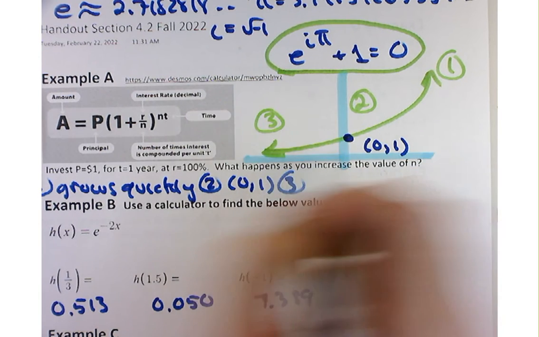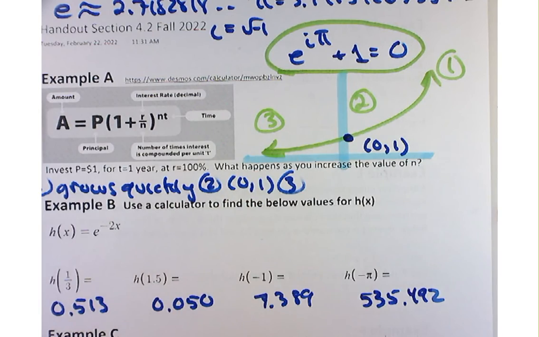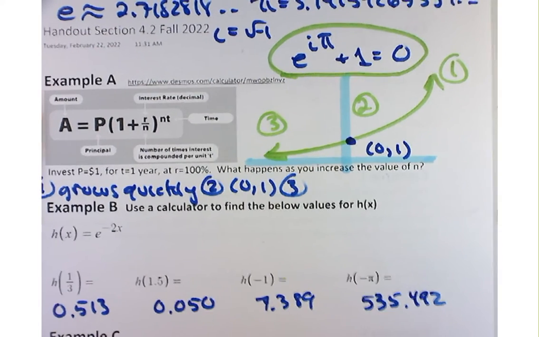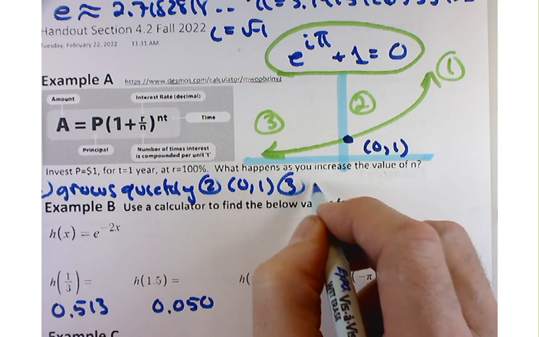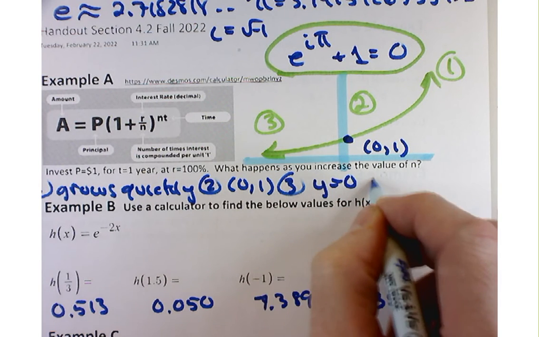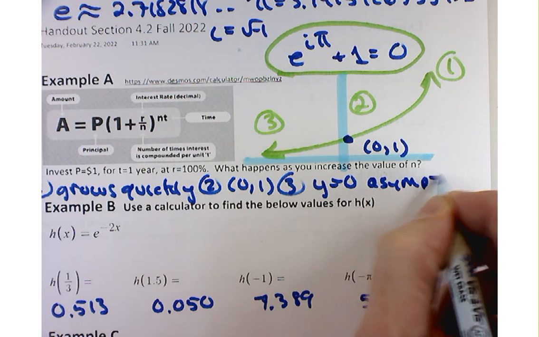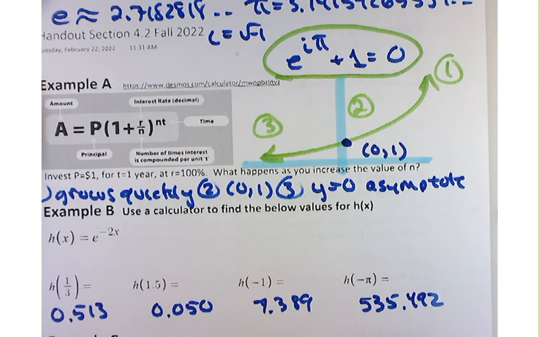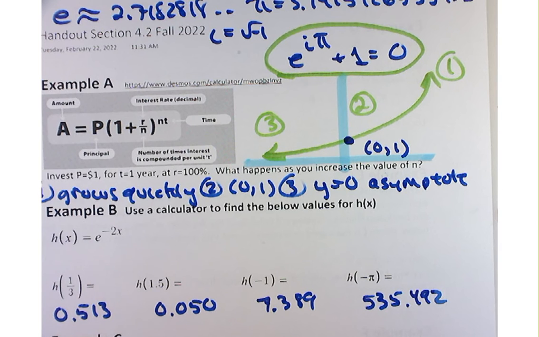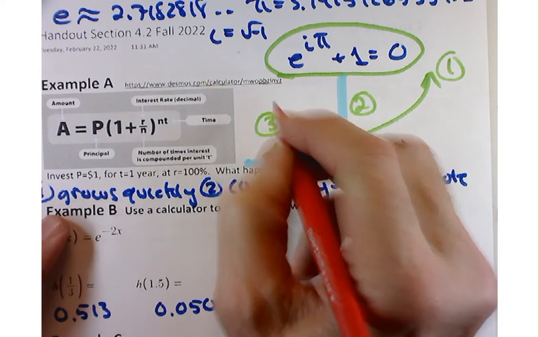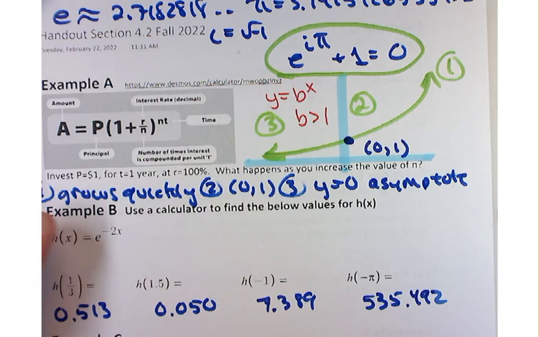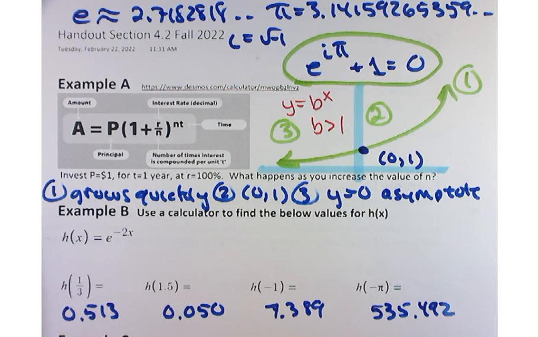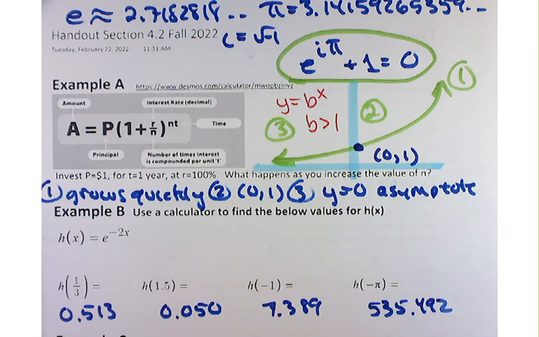And what's going on with that third one? The x-axis is the asymptote. It never touches 0. Yes. Good. It gets close to, but never touches, y equals 0. That is an asymptote. So those are the three things you should know about the graph of an exponential function in general. Now that's assuming that we have y equals b to the x and that b is greater than 1. Okay. So those are your three features.